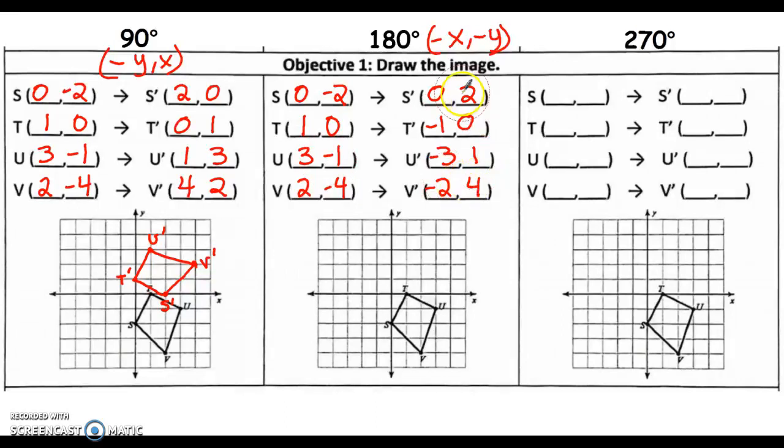So now I'm just going to plot these points. 0, 2, S prime, negative 1, 0, T, that is not negative 1. I couldn't see my axis. I'm sorry, hold on. Negative 1, 0 is T prime. Negative 3, 1 is U prime. And negative 2, 1, 2, 3, 4, negative 2, 4 is V prime. Connect those points together, and you have now rotated this figure 180 degrees.